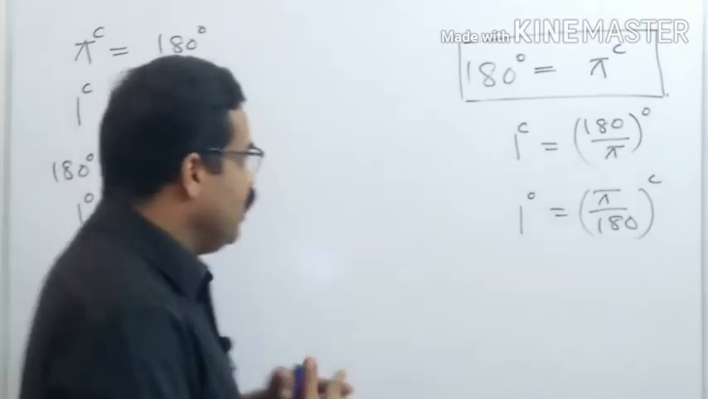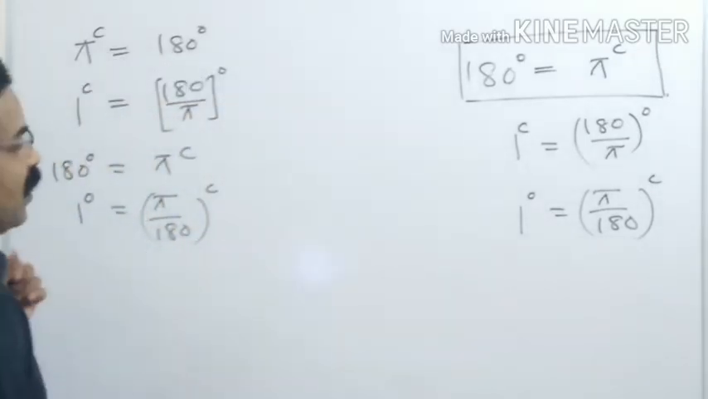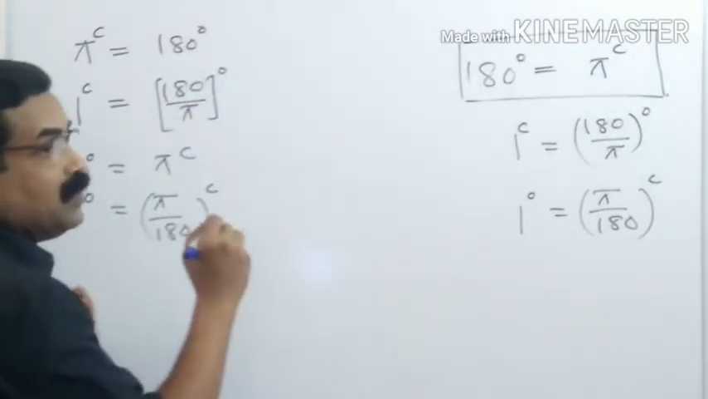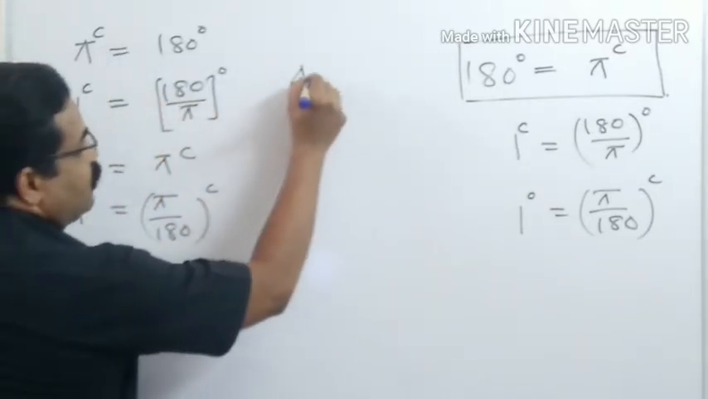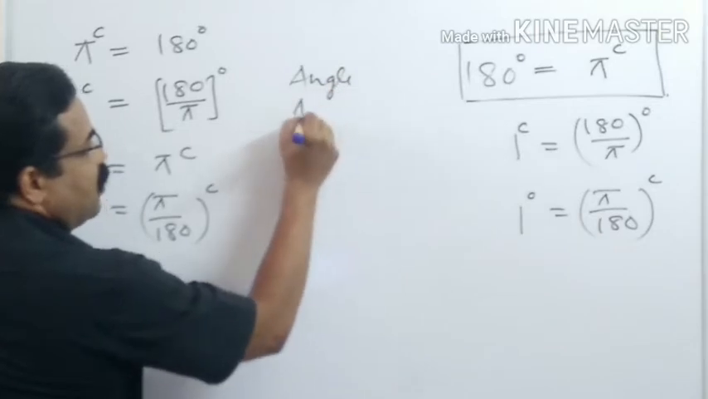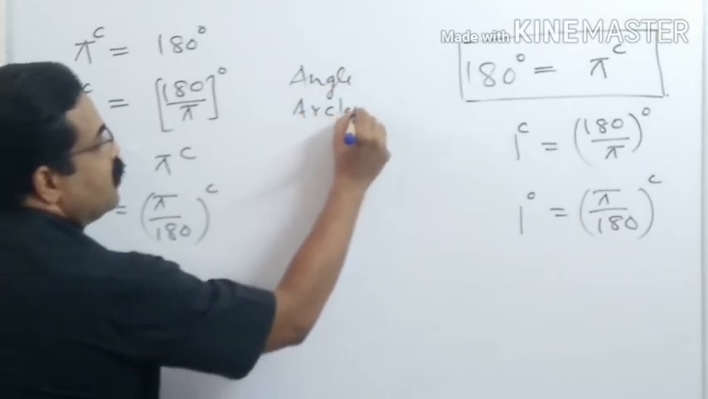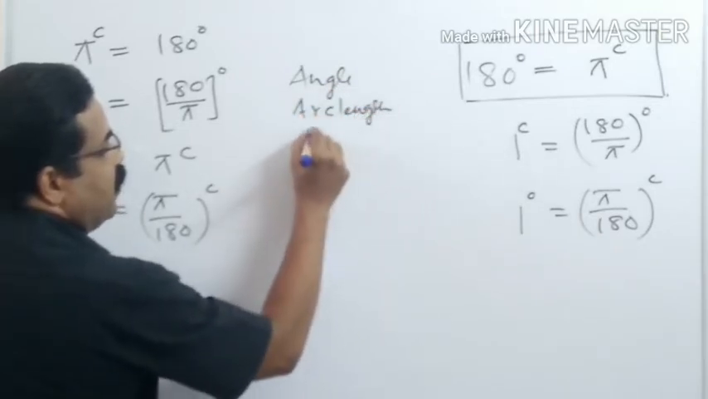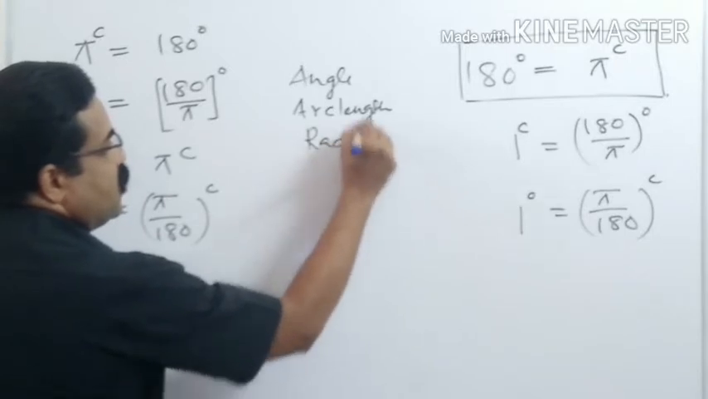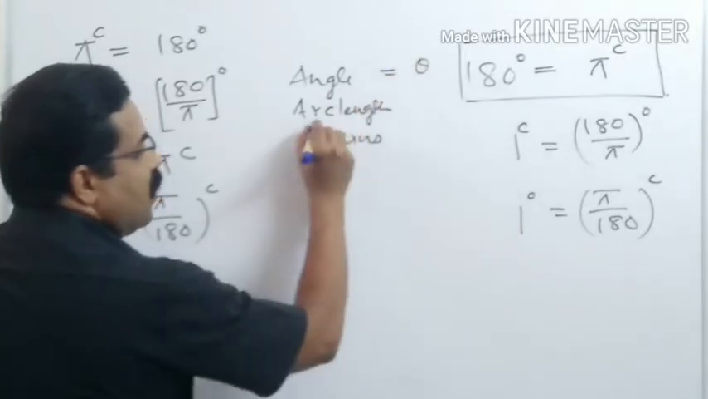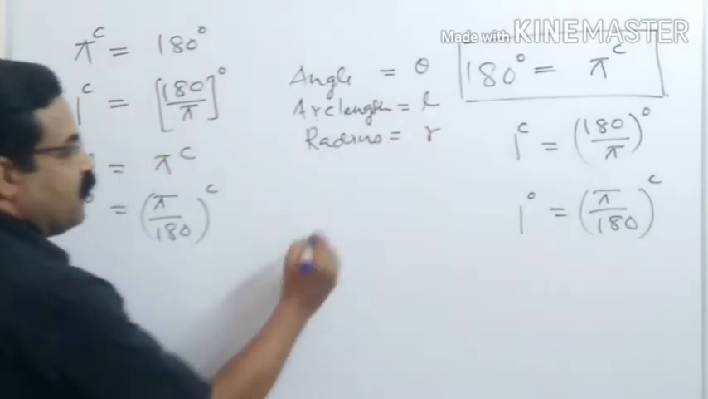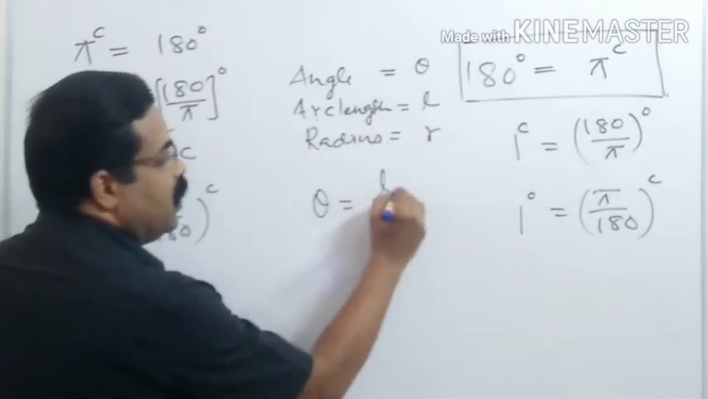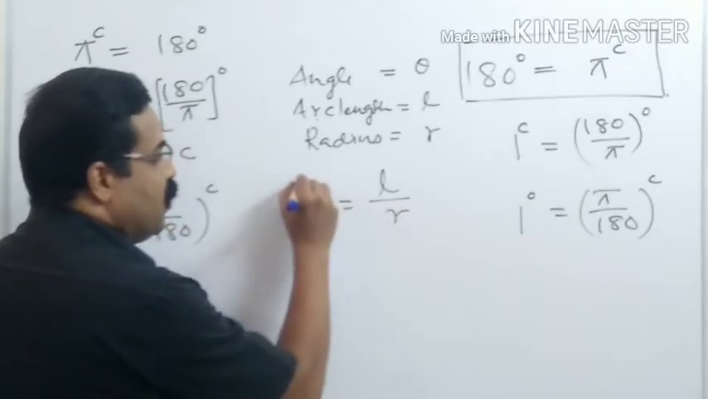Now we have a very important formula here: the relation between angle, arc length and radius. So the angle is theta, the arc length is L, and the radius is R. So we have the formula, theta is equal to L by R. Very important formula.